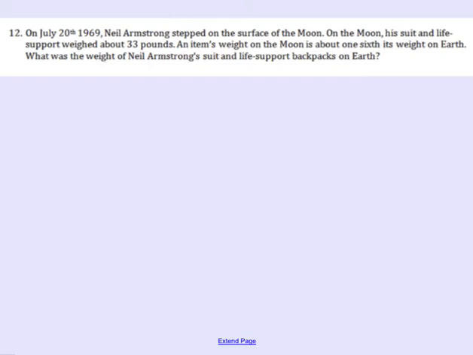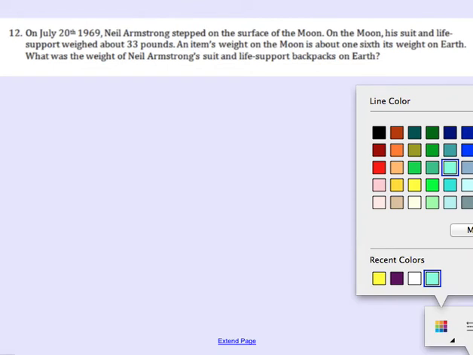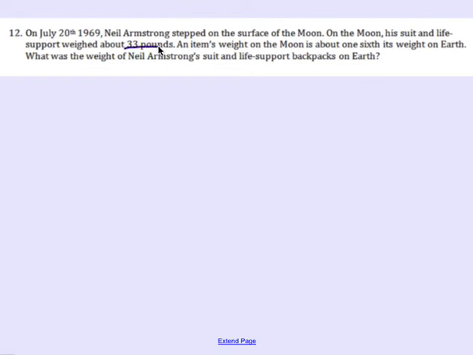On July 20th, 1969, Neil Armstrong stepped on the surface of the moon. On the moon, his suit and life support weighed 33 pounds. It's math class. Numbers are going to be important. An item's weight on the moon is about 1/6 its weight on Earth. So we want to know the weight of his suit and life support backpack on Earth. So I'm going to let X represent the weight on Earth.